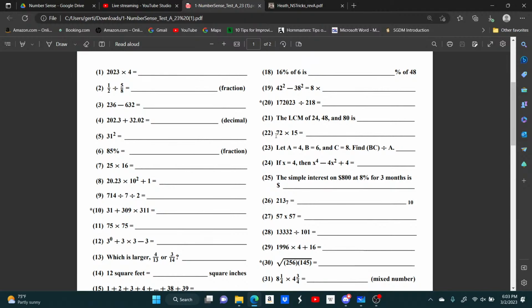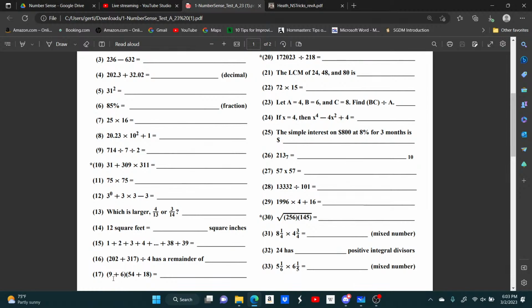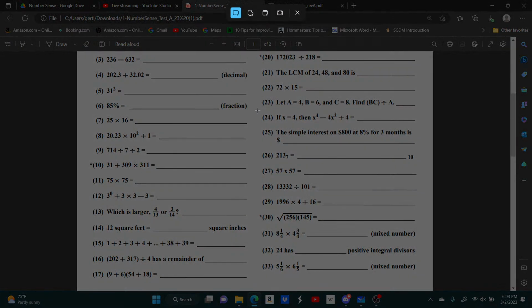72 times 15, you can use double and half like before. In fact, this is the exact question from 17, just simplified, which I thought was interesting. I wonder if that was on purpose. Maybe not, though. Number 24 is a little bit interesting.